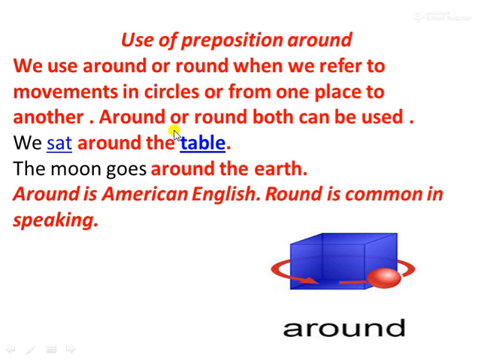Next one, that is the preposition around. We use around or round when we refer to movement in a circle from one place to another. Around or round, both can be used. This image is giving you the idea. Around or round is indicating the motion of the movement. So both can be used. We sat around the table. The moon goes around the earth. Around is American English, round is common in speaking. So around is in American English, and round is common in speaking.